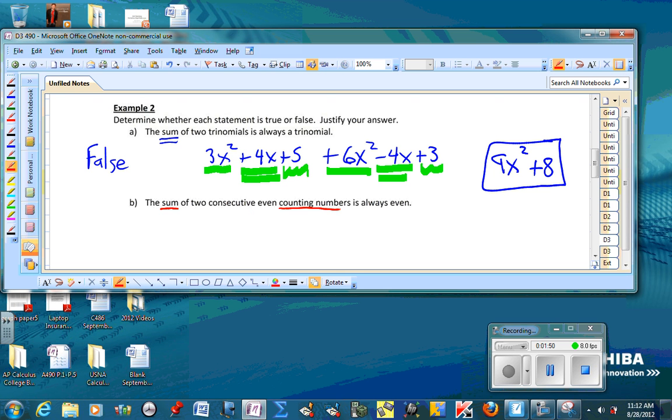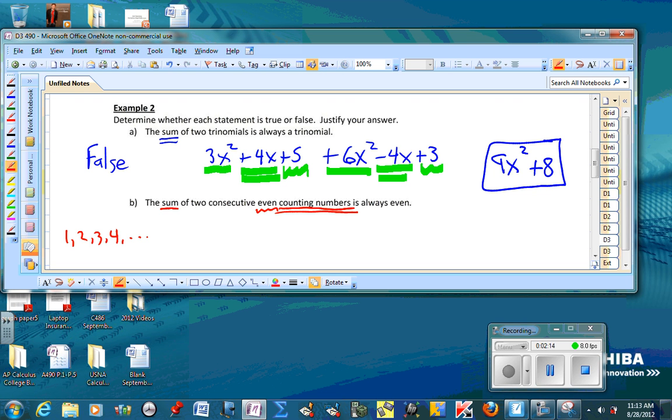Let's start with counting numbers. Counting numbers are the numbers that we learn to count with when we were younger. 1, 2, 3, 4, and so on, forever. They're positive integers. Even means divisible by 2. Consecutive means in a row. 3 and 4 are consecutive numbers, but they're not both even. 6 and 8 are consecutive even numbers.